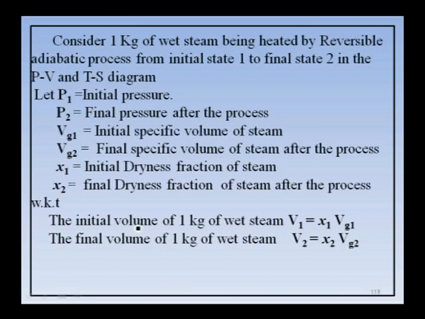The initial volume of 1 kg of wet steam, that is V1, is equal to what? X1 Vg1, similar to all the other processes. Next, the final volume of 1 kg of wet steam, V2, is equal to X2 Vg2.